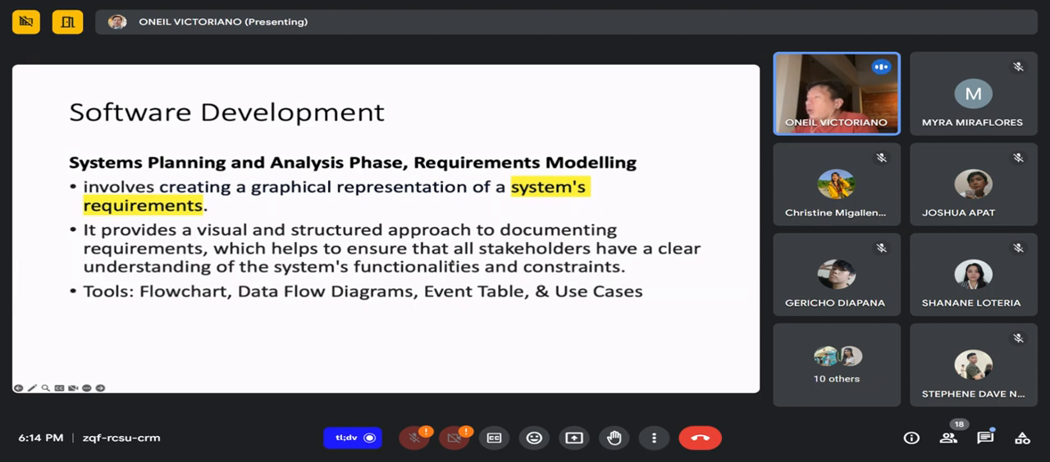And ensures that all stakeholders have a clear understanding of functionality and constraints. So these phases would have these different tools, and part of the objective of this examination phase is to be able to understand different tools for the requirements, analysis, and planning phase.